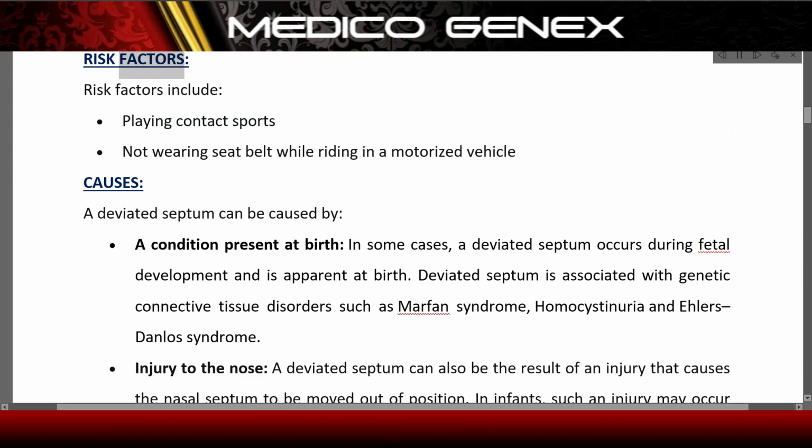Risk factors. Risk factors include playing contact sports, not wearing seat belt while riding in a motorized vehicle.